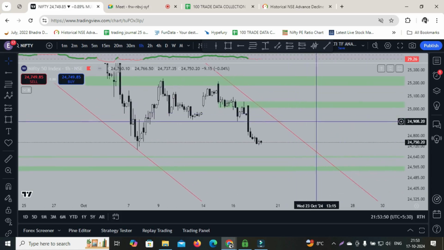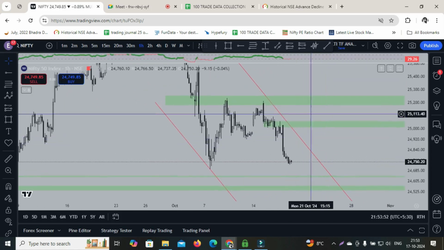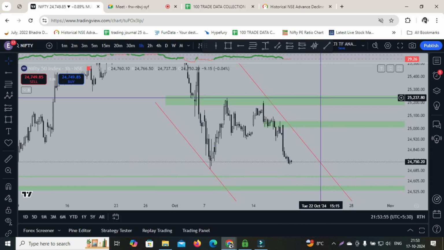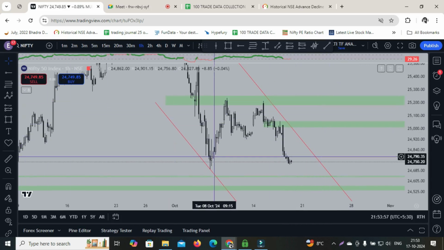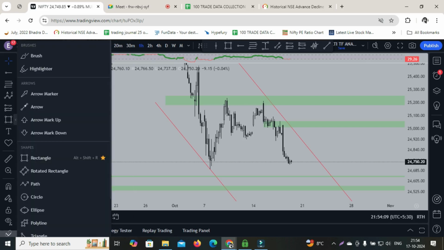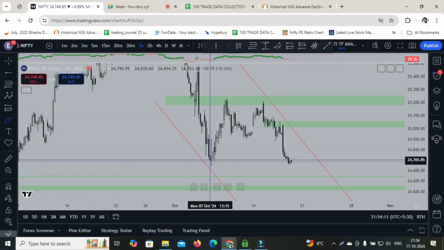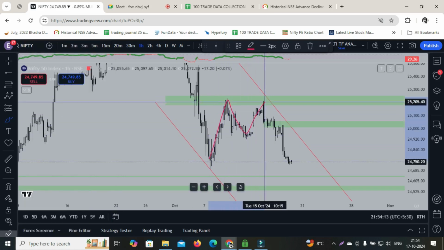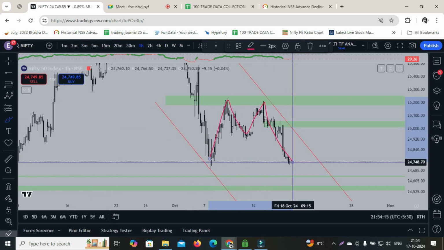Okay. Now let's come to hourly. On hourly, it is kind of a double top here. You can see this M-shaped thing. I will draw it for you. Where is the drawing tool? So this is the double top, a perfect M.